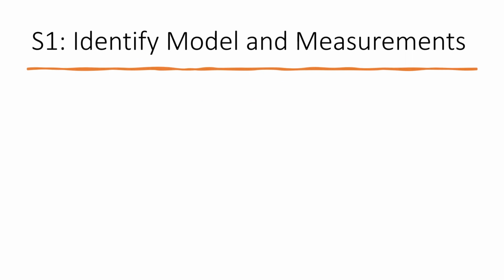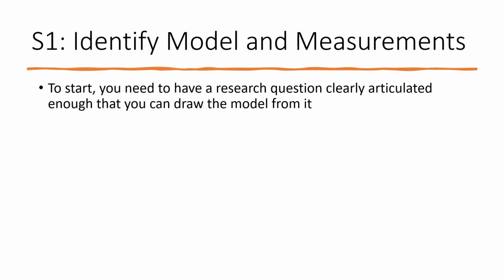Step one, identifying the model and the measurements. So again, to start, you really have to have your research question extremely clearly articulated. You have to know exactly what you're talking about and exactly what relationships you're identifying in order to implement a structural equation model. In some other analytic approaches, you can be a little more fuzzy, and certainly in unsupervised methods like exploratory factor analysis or cluster analysis, you don't really have to know. You just toss it in the computer and it'll spit out some stuff. But in structural equation modeling and confirmatory factor analysis specifically, you have to be able to articulate very explicitly what you want.